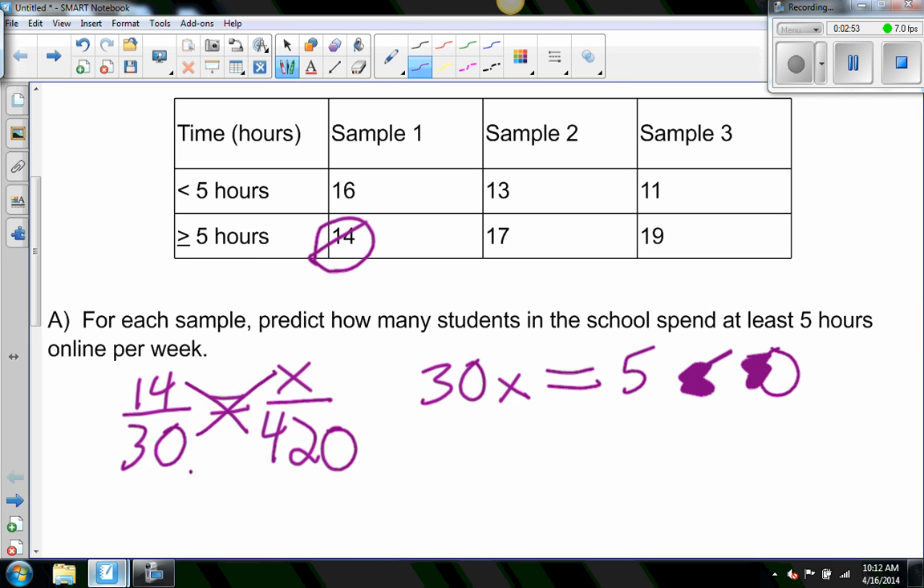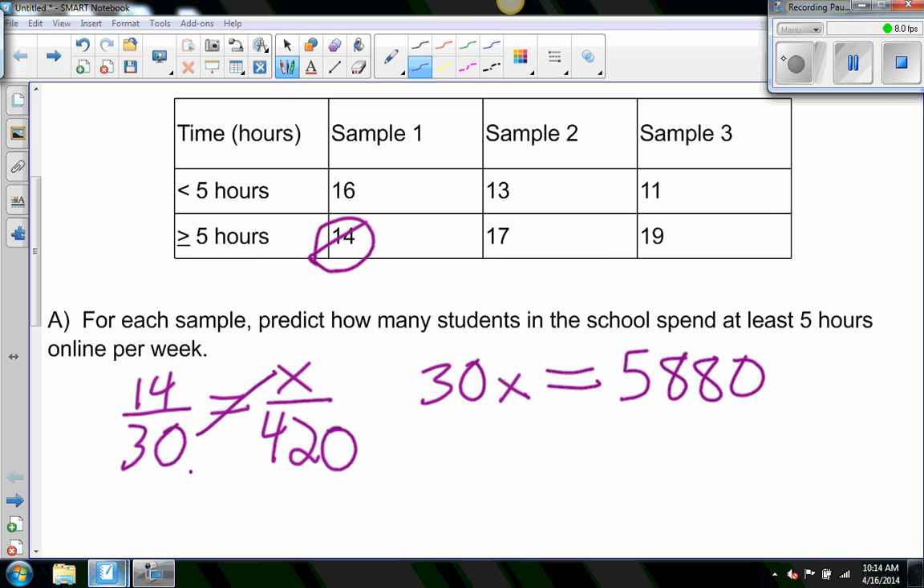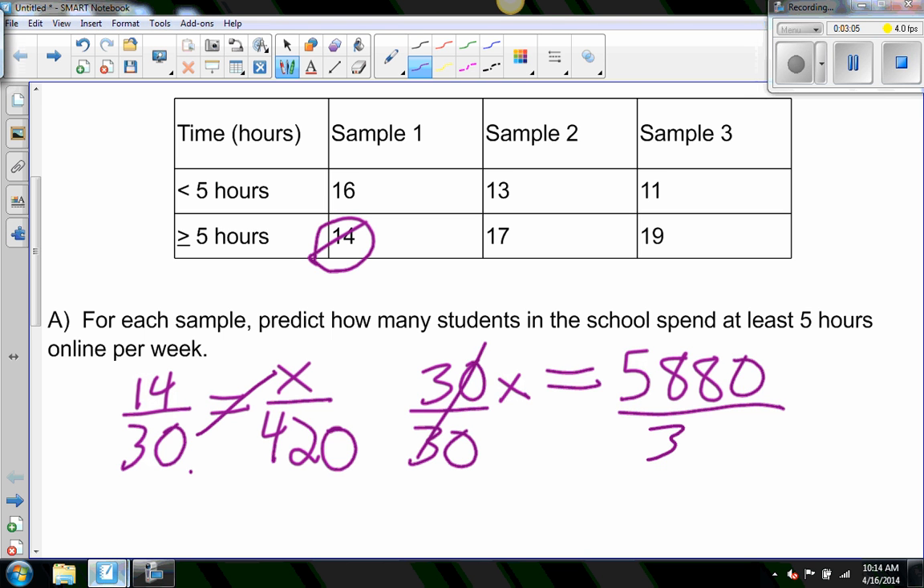I don't know what's going on with this computer, but we're going to try to get through it. Our last step here is to divide by 30. If I take 5,880 divided by 30, it gives me 196 students.